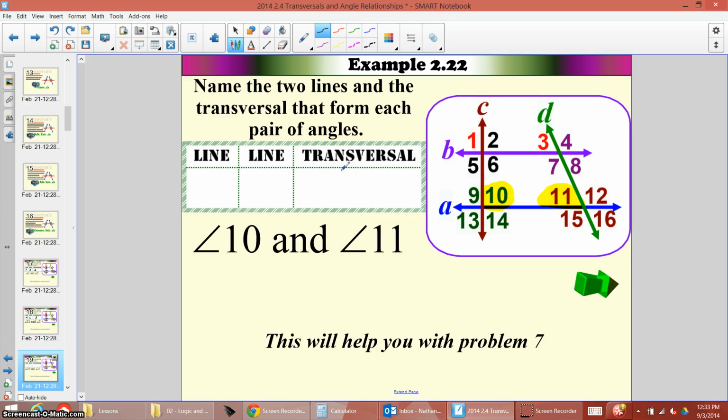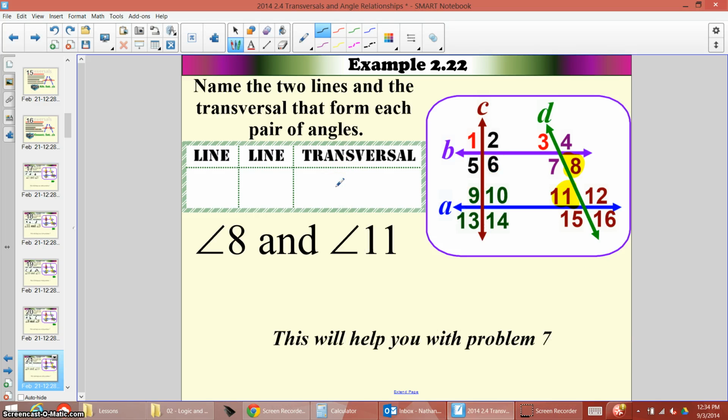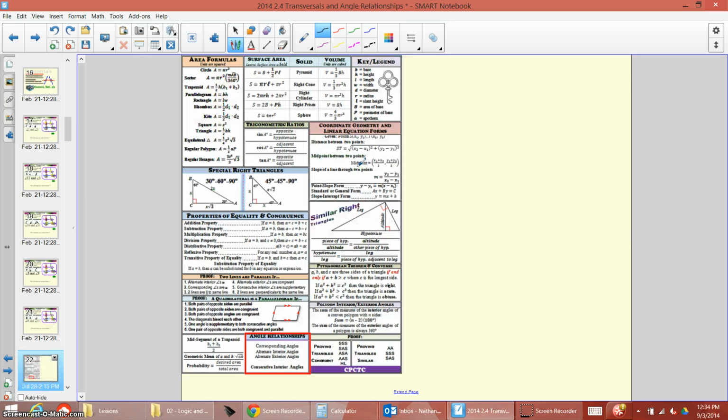Oh, 10 and 11. These are consecutive interior angles, and the transversal has to be A, and the two lines are the red ones and the green ones, so it's going to be C and D. You see that? Now, 9 and 6. Okay. Alternate interior angles, and A and B are my lines, and C is my transversal. It's cutting it right down the middle. Again, alternate interior, but this time B and A are the lines, and the transversal is D. Right.